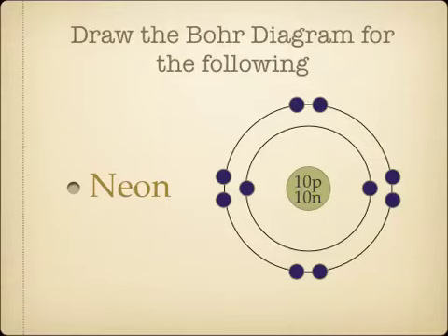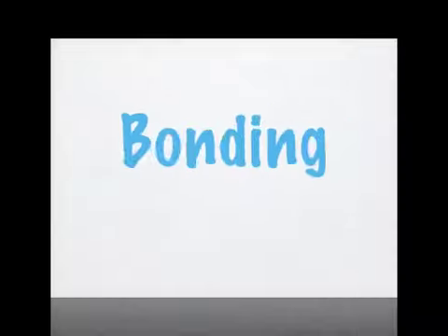Now, neon is a noble gas, remember? It's one that's super, super, super happy and does not bond. Please know why it doesn't bond with anyone else. Its electron valence shell is full, so it does not like to interact with other elements.